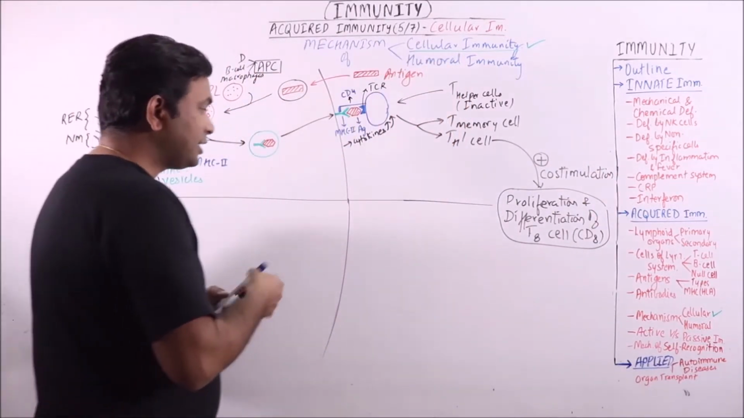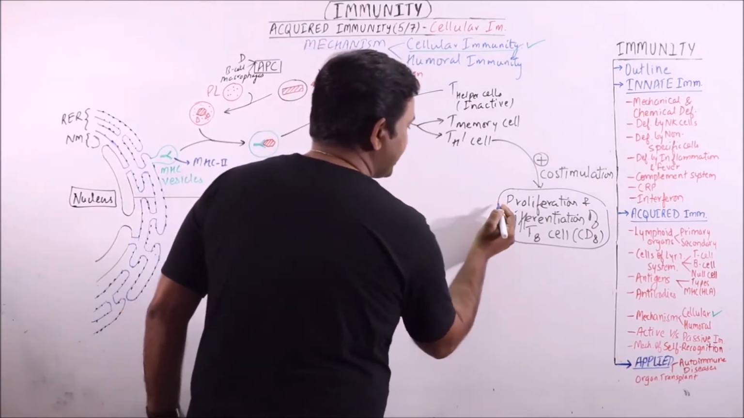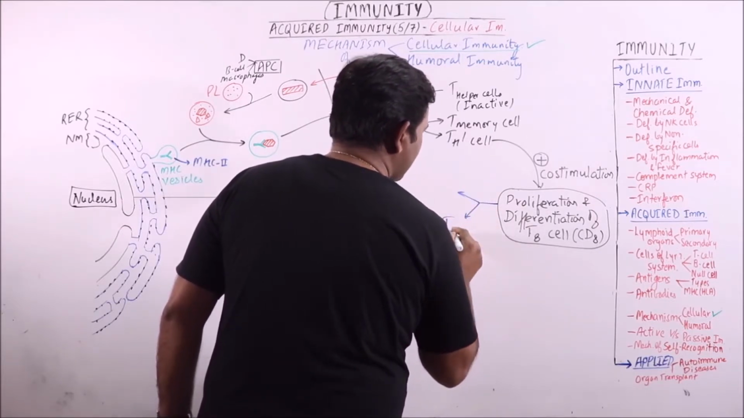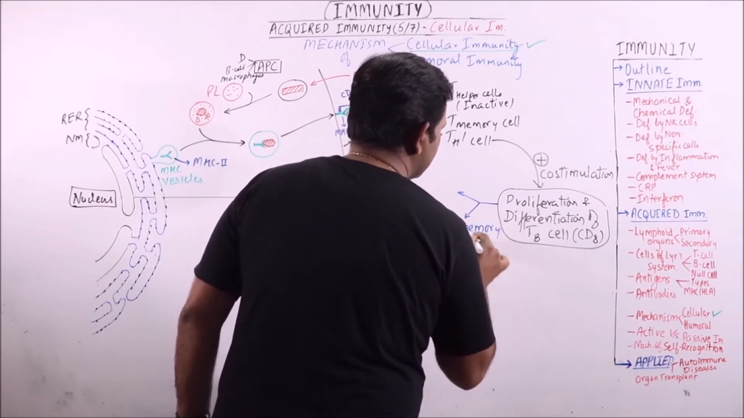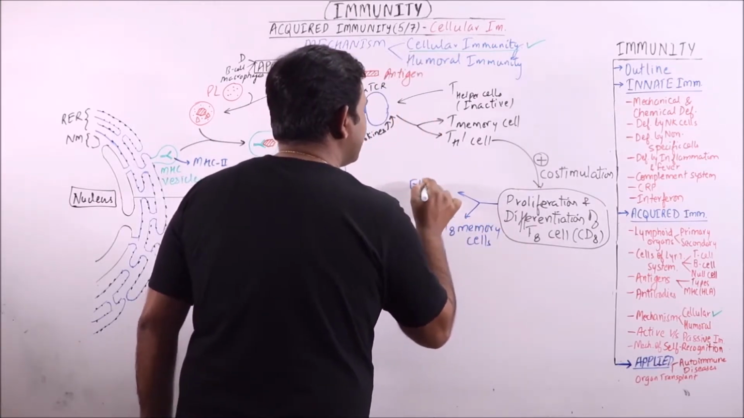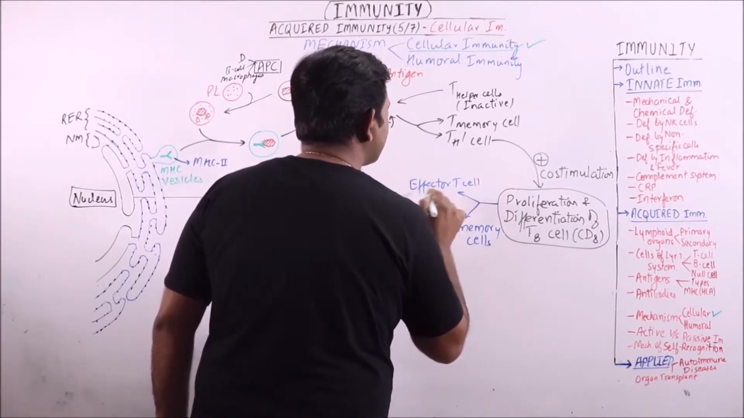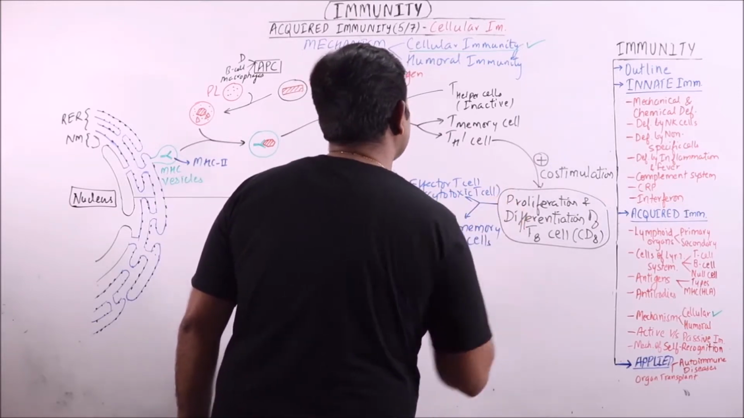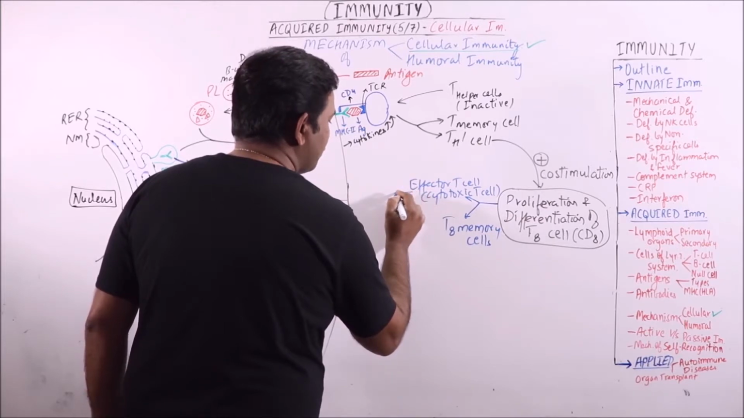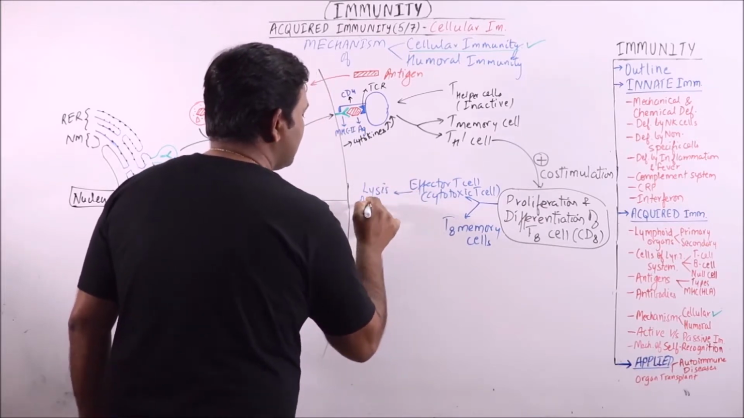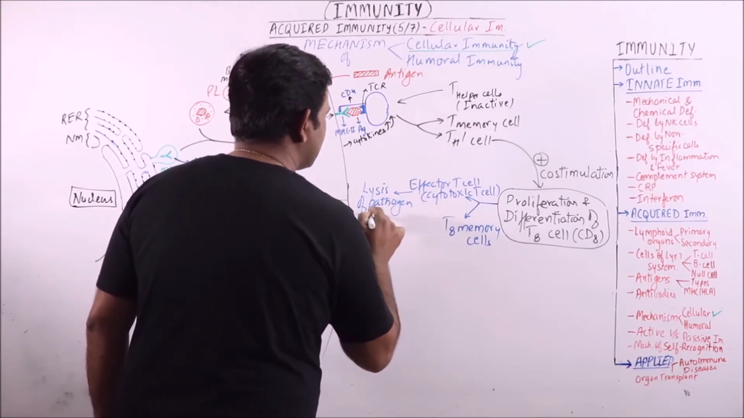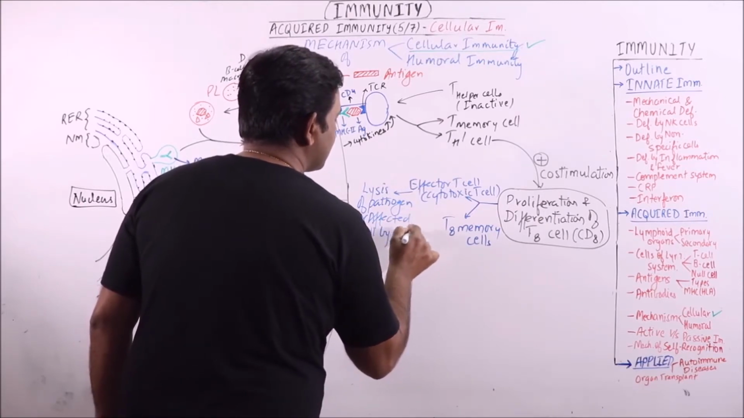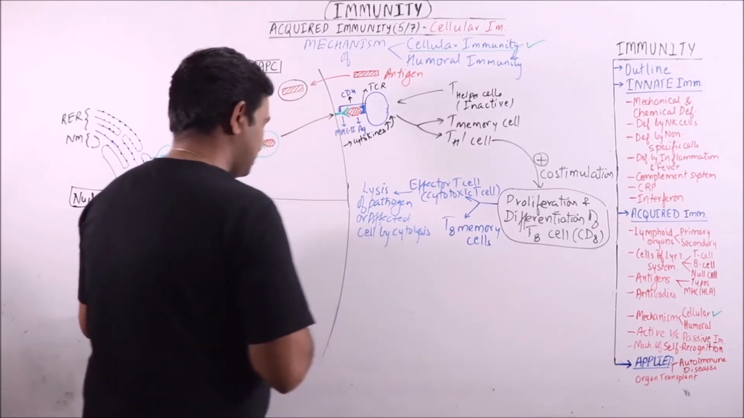Now when the T8 cell proliferates, it will divide or differentiate into T8 memory cells and effector T cell of cytotoxic type. It is also termed as cytotoxic T cell. This cytotoxic T cell will result in lysis of pathogen or affected cell by cytolysis.